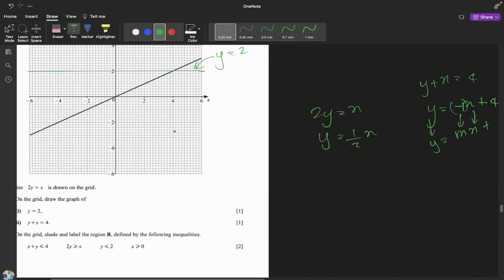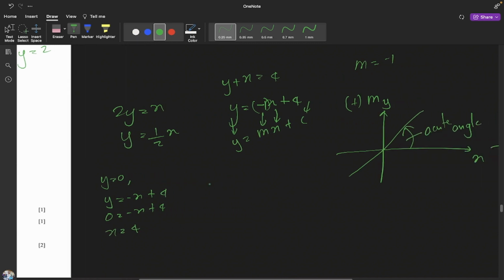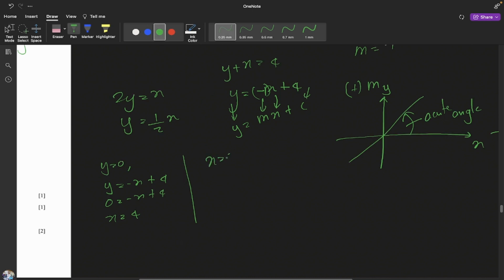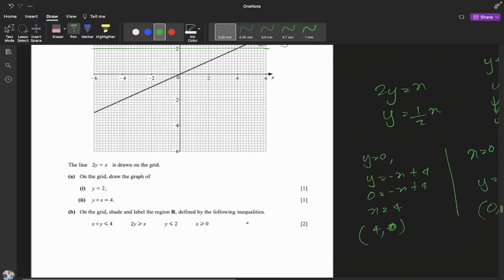the technique is much simpler. Find the values when y equals 0. When y equals 0, in this equation y equals minus x plus 4, 0 equals minus x plus 4, x equals 4, right? You can solve it slowly, but for this video I am making it fast. When x equals 0, y equals 4. So the coordinates here are 4, 0, and here the coordinates are 0, 4.